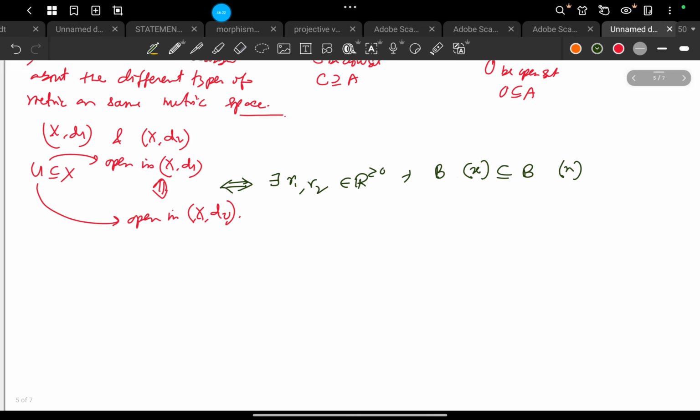It is r1, it is r2, but this is over metric d1, this is over metric d2, and br2, okay, this is over d1, this is over d2. Okay, so this particular property holds. Then we say that (X, d1) and (X, d2) both are equivalent with each other.